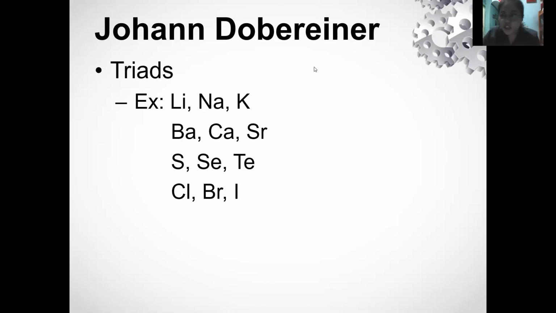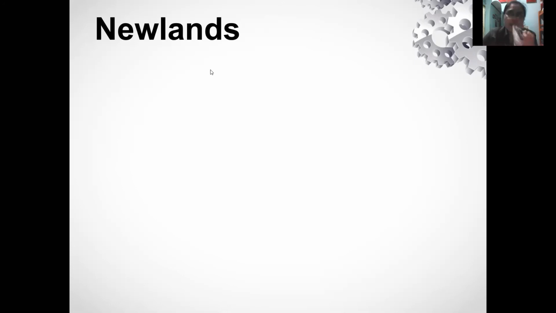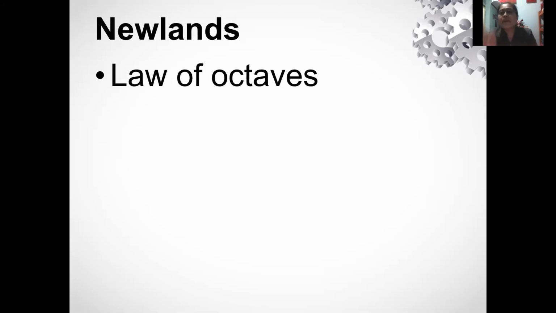So, sino ang nag-group niyan sa kanila by threes? It was Johann Dobereiner. And then, you have John Newlands. So, John yung pangalan niya ha. John Newlands. J-O-H-N. Ayan. Sa kanya naman, he grouped the elements into 8. 8 elements yung isang group according pa rin sa similarity ng kanilang characteristics. So, ang tawag niyan, law of octaves.